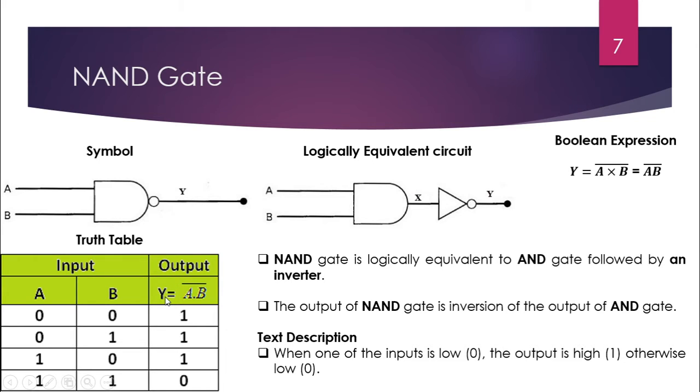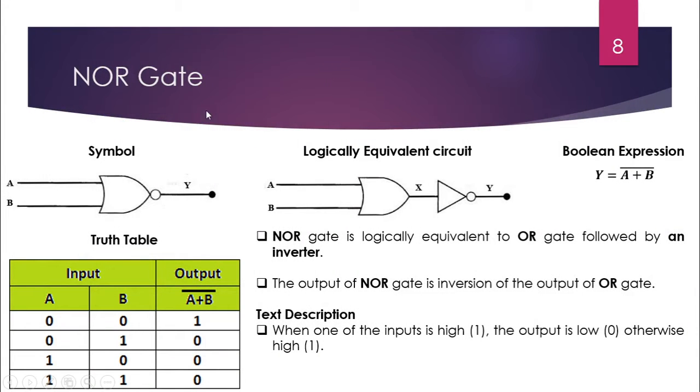And output for the NAND gate is 1 1 1 0. We know the output for AND gate is 0 0 0 1. The text description for NAND gate is when one of the input is low, output is high. Otherwise, low.